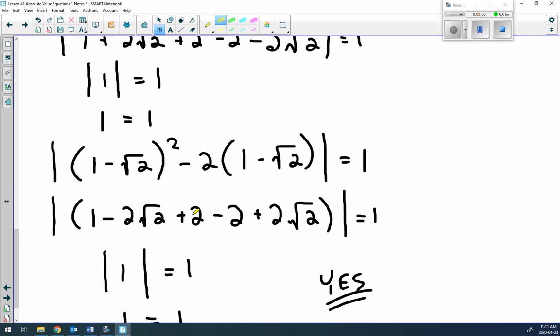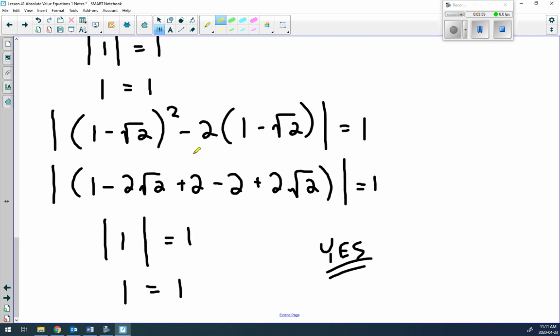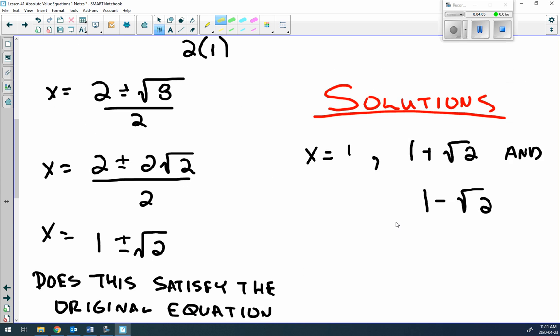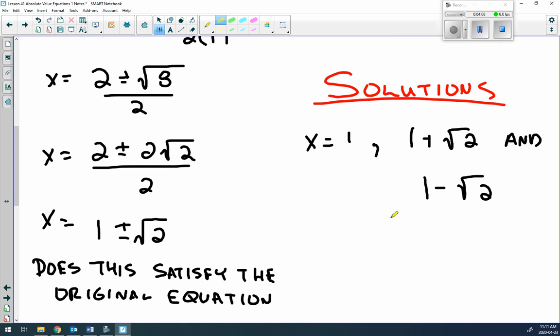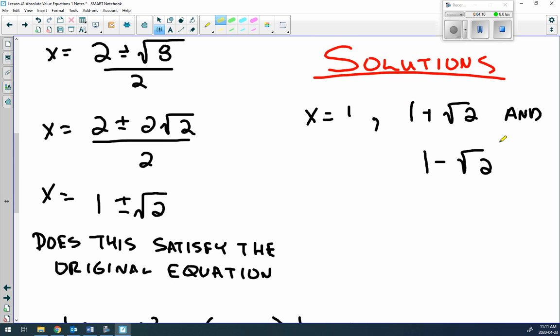1 equals 1. Then we do the same thing again, but with 1 minus root of 2. We still end up with the same thing here, 1 equals 1. And you could also check the answer with positive 1. That's a pretty easy one. So in this case, all of them do work. So we have 3 solutions in this case. Okay, let's go to the last page.